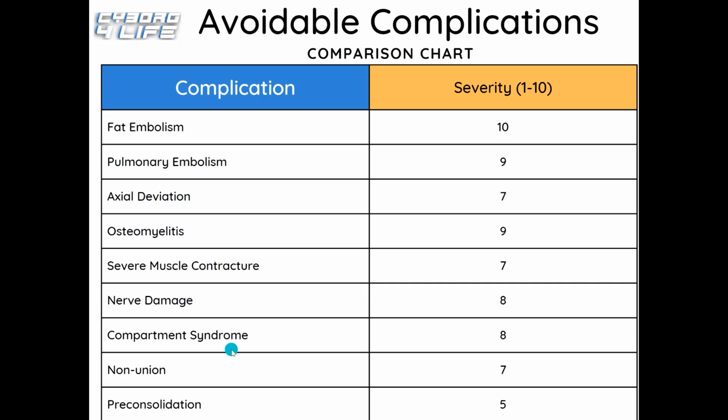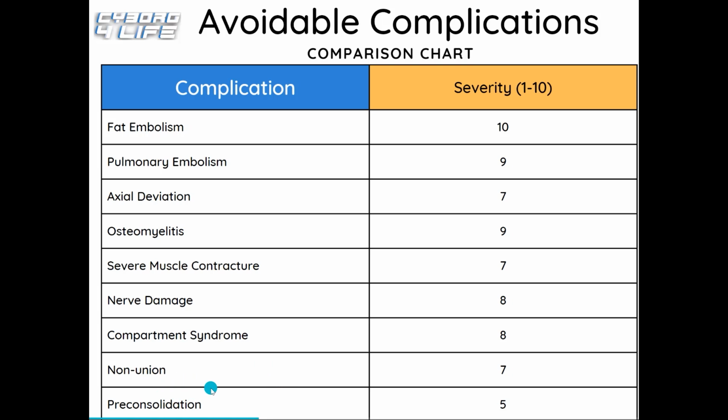Then we have compartment syndrome. Same type of thing. It can lead to nerve damage and drop foot. It gets an 8 out of 10 as well because it can lead to permanent paralysis of your dorsiflexion ability. So next up we have a non-union, which gets a 7 out of 10. It's not the end of the world, but essentially you're just living off of the fixation device, because without that your bones would pretty much fall apart and collapse. So it's not great at all.